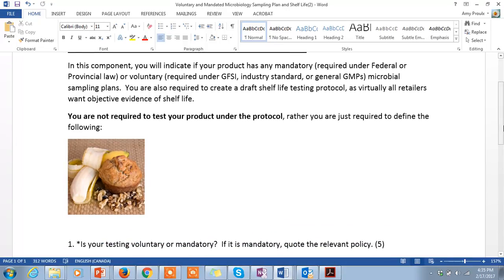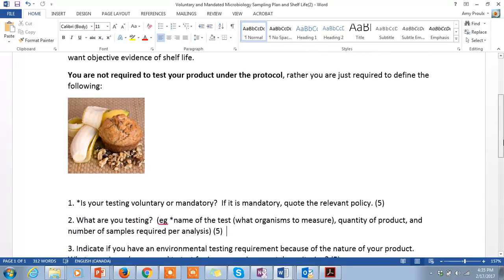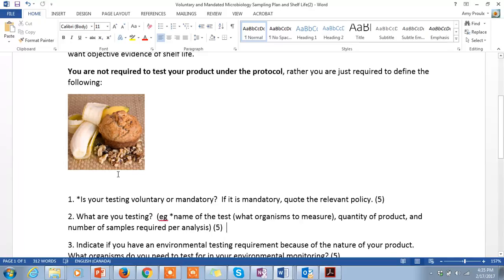Again, HACCP programs require validation of processes to make sure products are safe. Retailers want to know the shelf life and the quality of products to make sure that they are not taking on liability when purchasing your product. Let's think about my banana muffins here and walk through some of these questions together. So, is my testing voluntary or mandatory?